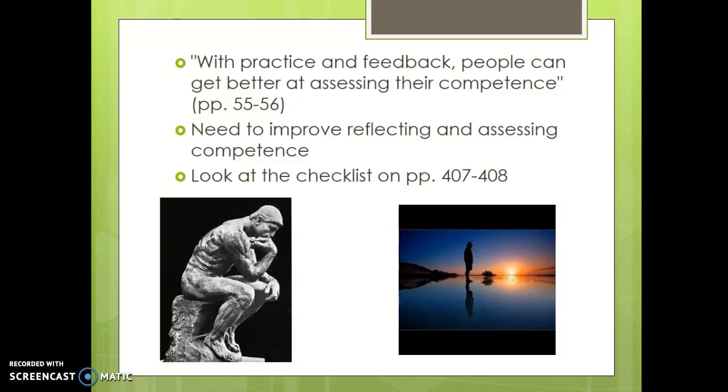There's research that shows that if you practice and get feedback and are always comparing what you think about yourself with what other people think, you'll get better at judging your own work. So you need to improve reflecting and assessing your own competence.